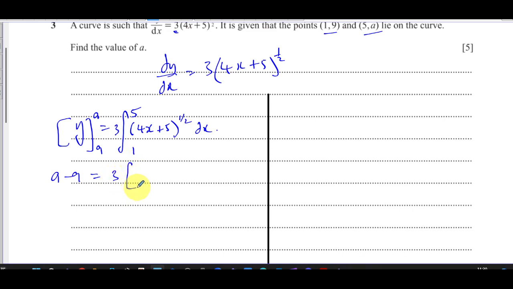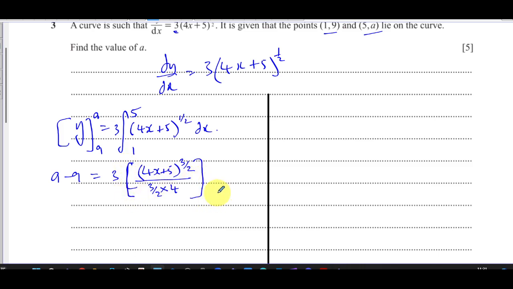Now I'm going to integrate this expression here. So I'm going to take this, I'm going to add 1 to the power. So that's going to give me to the power of 3 over 2. Divide by the new power, which is 3 over 2. But don't forget, you multiply the denominator by the differential of what's inside the function. What's inside the function is 4x + 5. You differentiate, you get 4, so you multiply the denominator by 4. Don't forget that. That's something that some people forget to do.